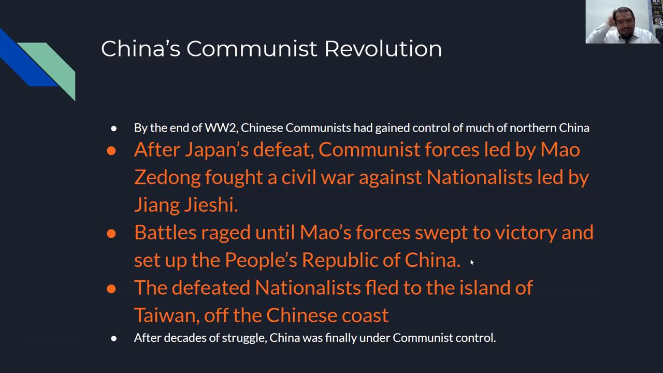So China's Communist Revolution. I mentioned in the other lecture that before World War II, China had their own civil war. And when the Japanese invaded Manchuria in 1931, they realized how overwhelming it was, and they decided to put their bickering aside and combine to fight against the Japanese. So by the end of World War II, Chinese communists had gained much control over northern China. After Japan's defeat, communist forces led by Mao Zedong fought a civil war against nationalists led by then ruler Chiang Kai-shek.